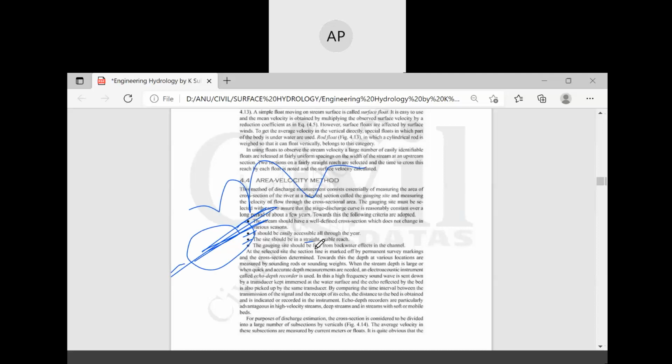The gauging site should be free from backwater effects. Backwater effects, you know, this is the forward flow and this is the backwater flow, isn't it? This is your backwater flow. At the selected site, the section line is marked by permanent survey. So we have to do survey in that area. And then we have to apply.